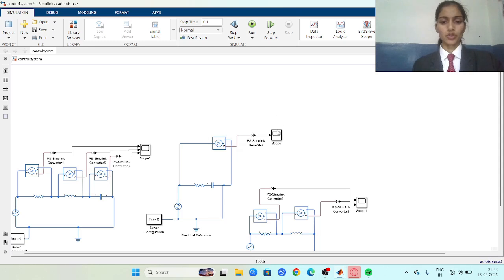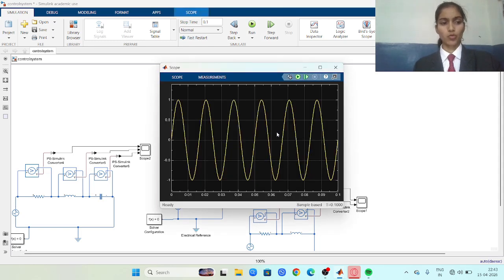Let's come to the scope output waveform. The input waveform is a sinusoidal wave. The output waveform is also sinusoidal, but it is slightly delayed and reduced in amplitude due to the capacitor charging and discharging effect. This shows the filtering behavior of the RC circuit.